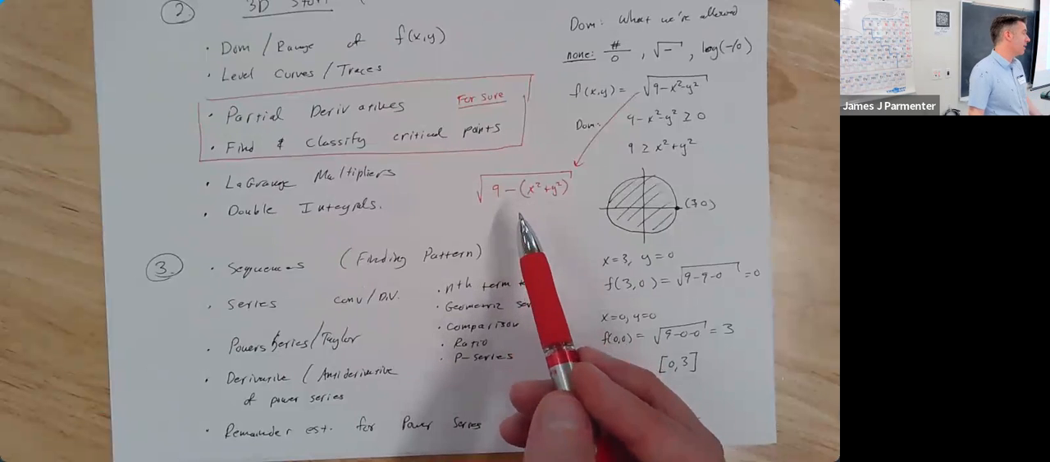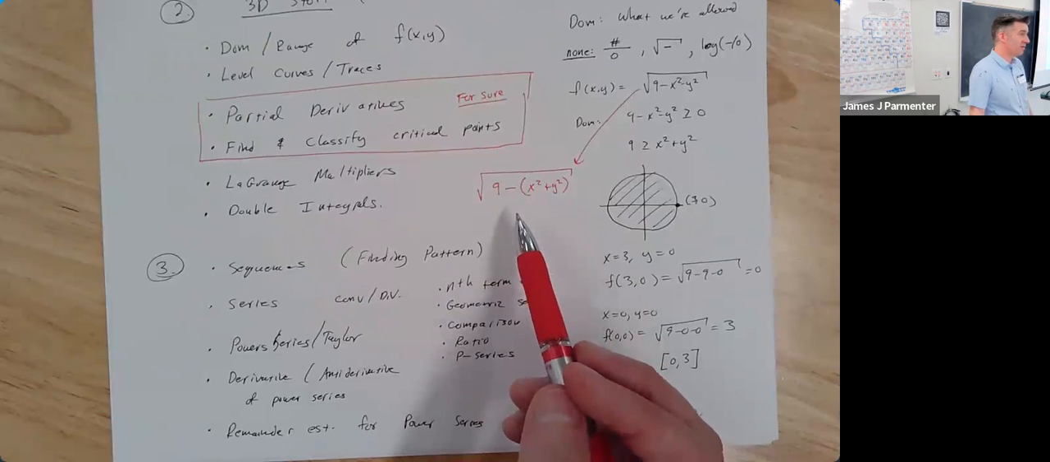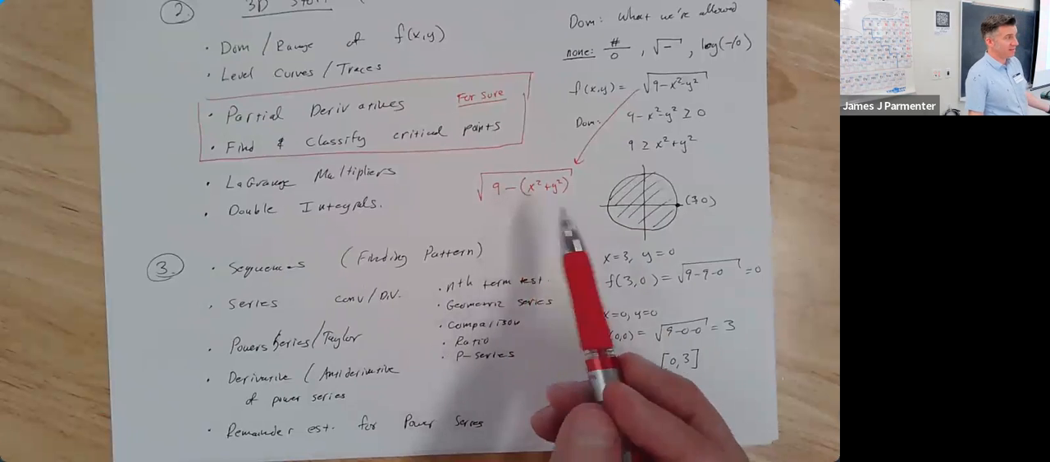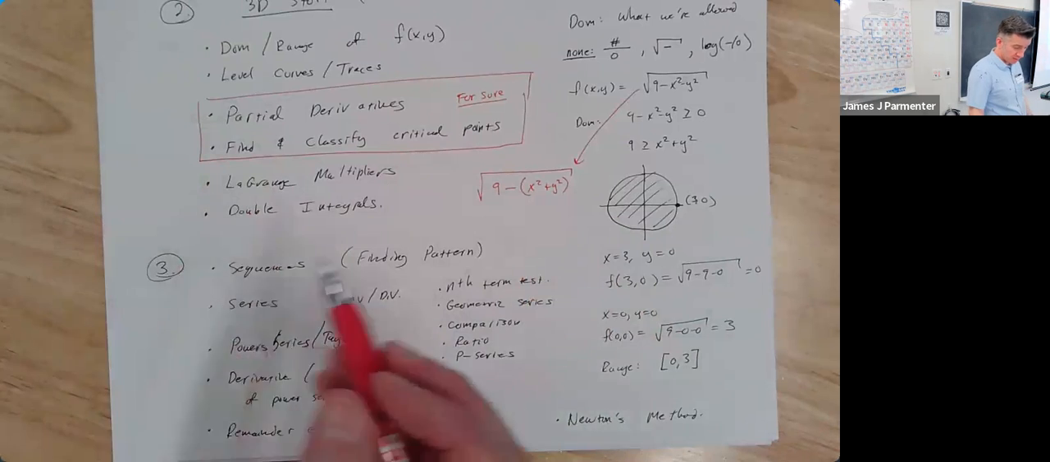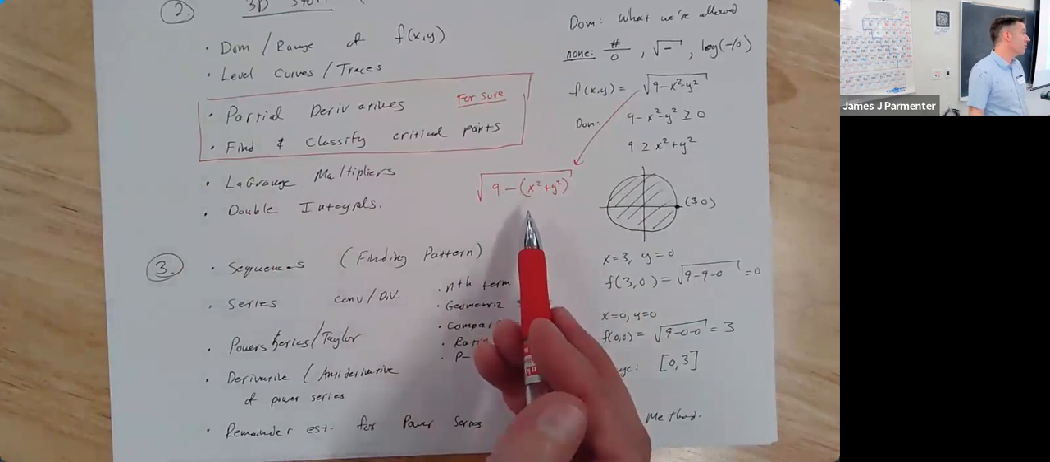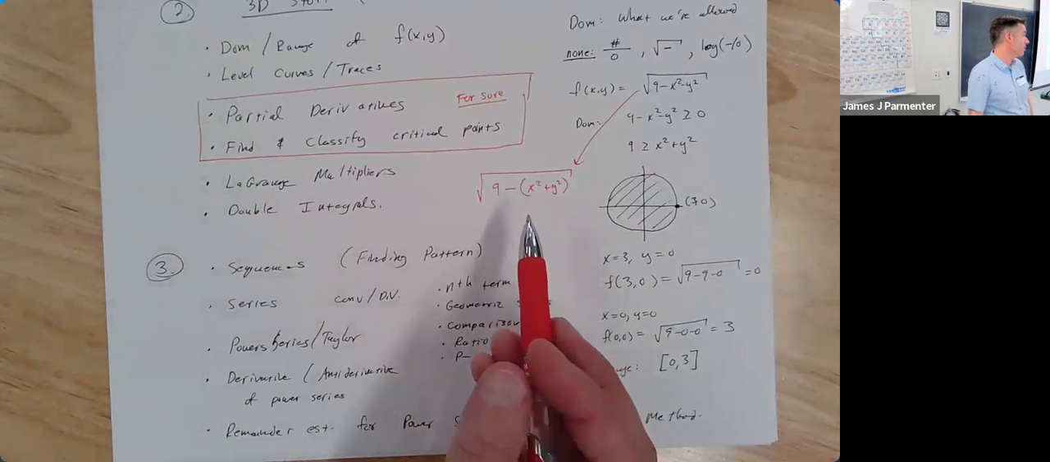Could it ever be negative? No. So if something can never be negative, what's the next smallest thing it could be? 0. Can it be 0? Yeah, if x is 0 and y is 0. And that's the only way it can be 0.